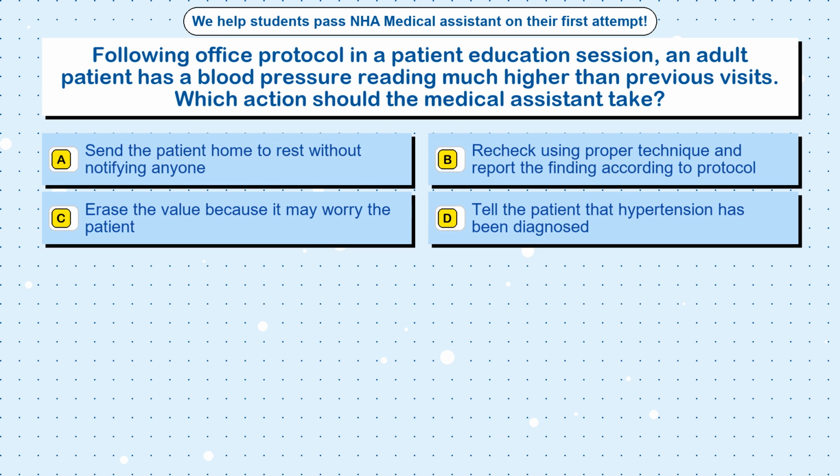Question 62. Following office protocol in a patient education session, an adult patient has a blood pressure reading much higher than previous visits. Which action should the medical assistant take? Option A. Send the patient home to rest without notifying anyone. Option B. Recheck using proper technique and report the finding according to protocol. Option C. Erase the value because it may worry the patient. Option D. Tell the patient that hypertension has been diagnosed.